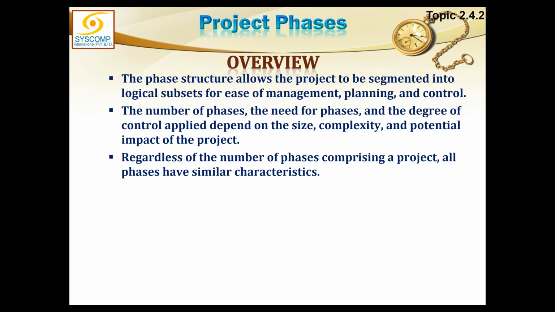Anyways, regardless of the number of phases comprising a project, all phases have similar characteristics. In every phase, you have to produce something. You have to go through the project management process groups: initiation, planning, execution, monitoring and control, and close. And almost the same kind of thing will happen in every phase, as far as the approvals, expectations, stakeholder engagement, and all that is concerned.